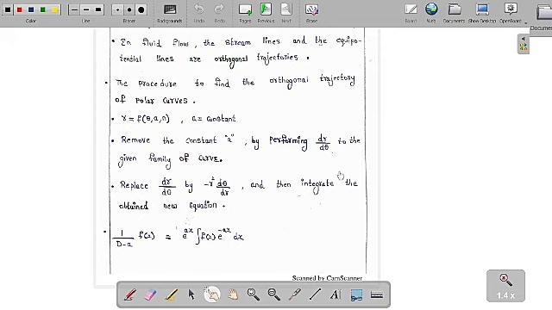So first do dr by d theta to remove the constant a, and replace dr by d theta by minus r square d theta by dr. Then do the integration to get the family of curves which are orthogonal to these curves.